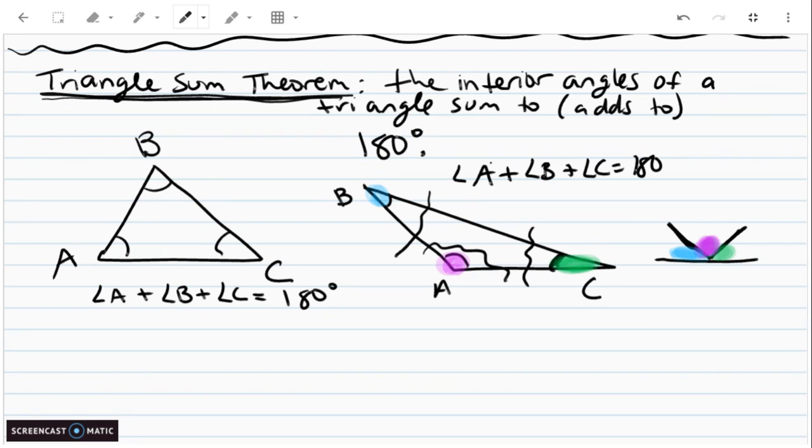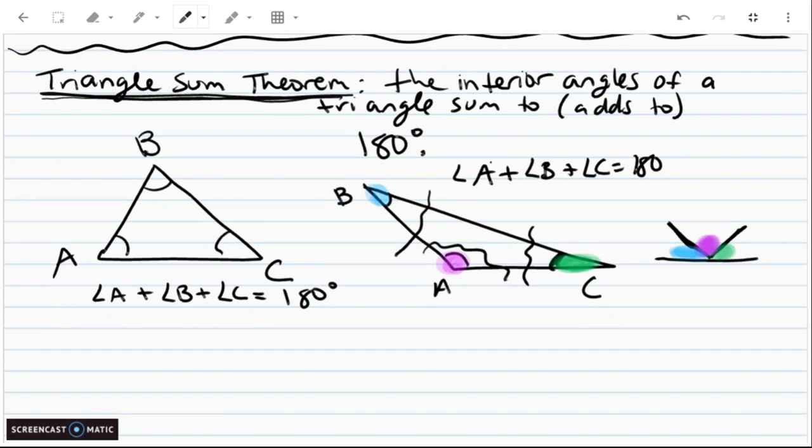And so the triangle sum theorem says that the interior angles of a triangle sum, which means adds up to 180 degrees. So here's our triangle. We have A, B, and C, and angle A plus angle B plus angle C equals 180.